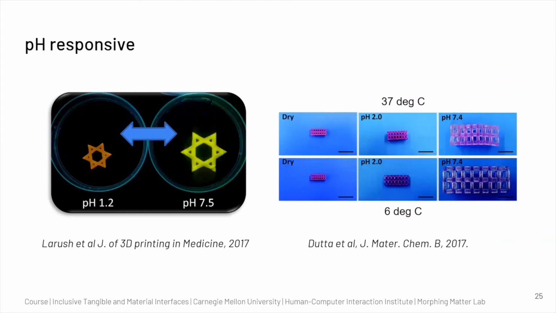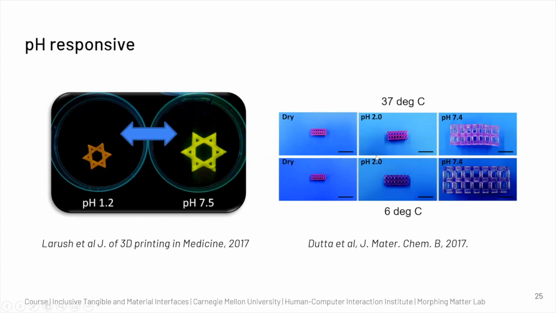The next one we talk about is called pH responsive. These are very important in the biological or bioengineering field. I'm showing you two examples. For example, you have a star. This star has a drug at pH 1.2, and when it goes to pH 7.5, it changes to yellow color because the drug loaded here is released, and also it expands. So you can load this type of material with different functional things, and on demand it can change color, it can also change shape, and it can also be used for delivering drug.